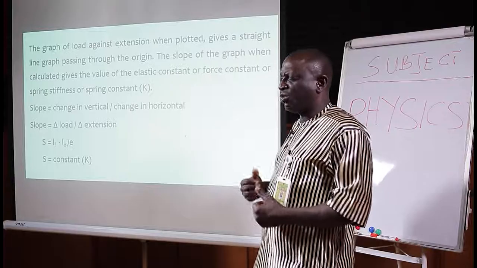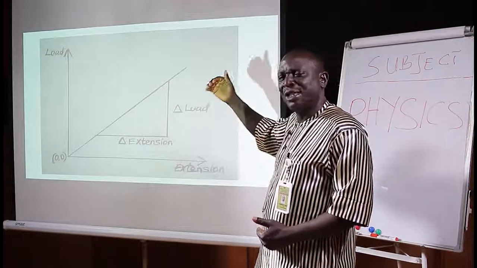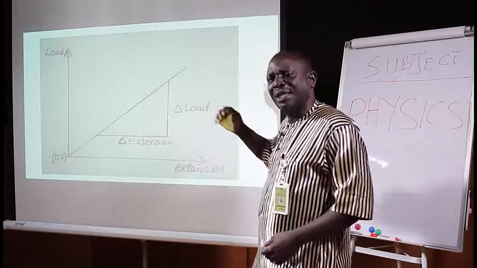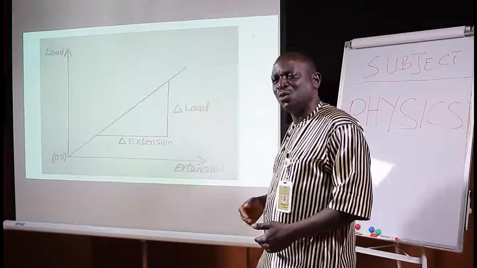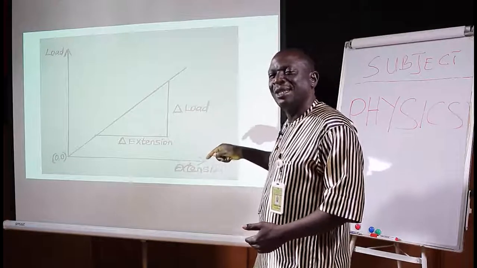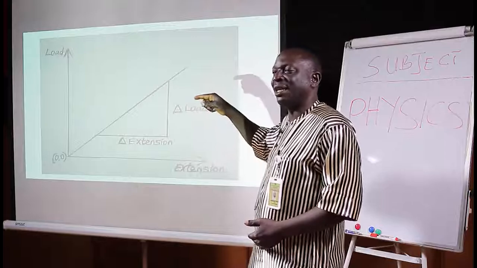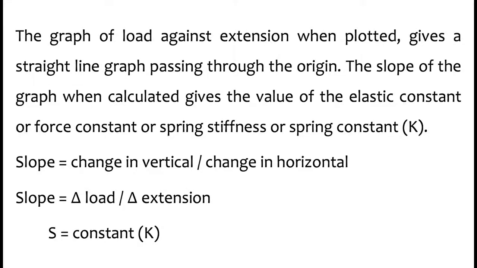Now, going back to that graph, our slope is change in load over change in extension. Load in Newton, which is our force, our extension in meter, which is length. And we've seen from equation 2 that force over extension gives us our elastic constant. So therefore, we have slope equals change in vertical over change in horizontal.